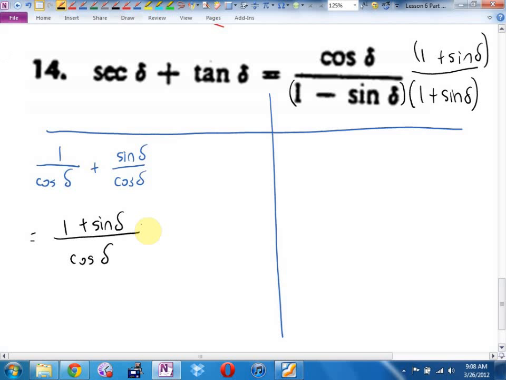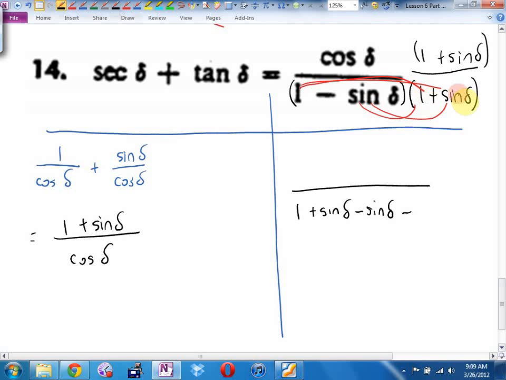Okay. On the bottom, if we multiply this out, we will get 1 times 1, which is 1. We're going to have to do FOIL. We'll get 1 times positive sine, which is positive sine delta. Then we'll get negative sine times 1. We'll get minus sine delta. And we'll get negative sine times positive sine. Alex, what's a negative times a positive? What's sine times sine?